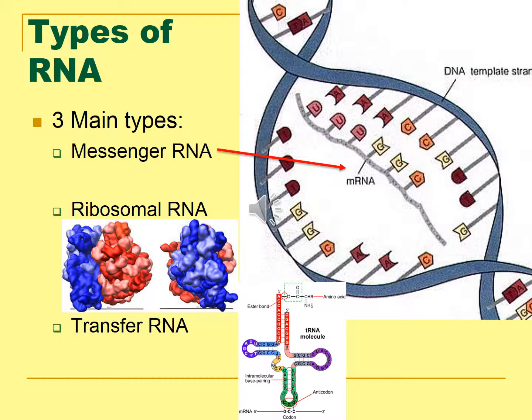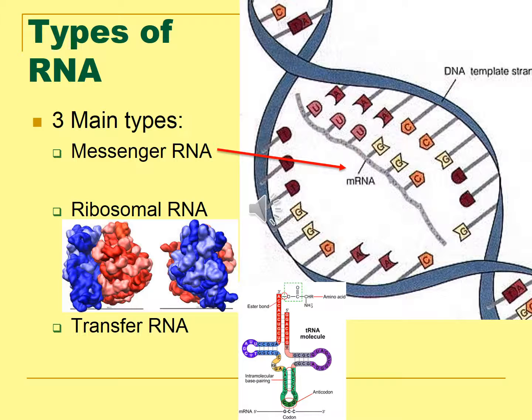What we're going to go over now are the types of RNA found in nature. There are three main types of RNAs that we find in cells. The first type is called messenger RNA. The red arrow on the picture is pointing to the mRNA. It looks like one strand. The second type is called ribosomal RNA, and it looks like a glob because it's actually part of the ribosomes.